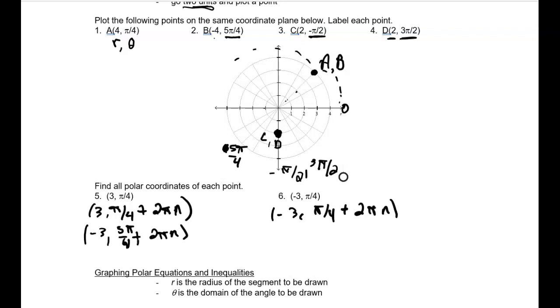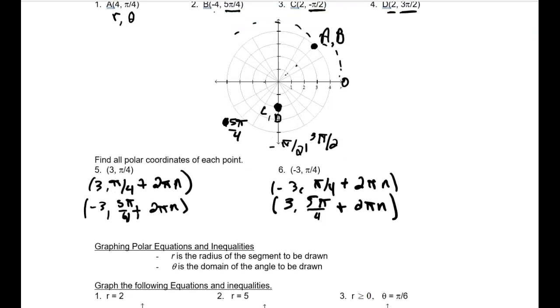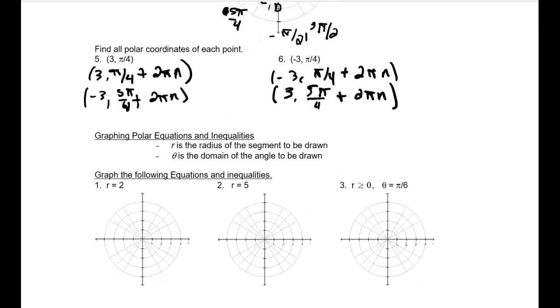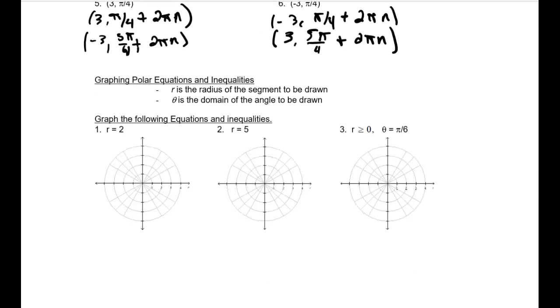Or we could say positive 3, but we would be looking at 5 pi over 4 plus 2 pi n. All right. So pretty simple. Let me make sure that's right as I do this real quick. 5 over 4, 5 pi over 4. Yeah. All right. Those are your points.